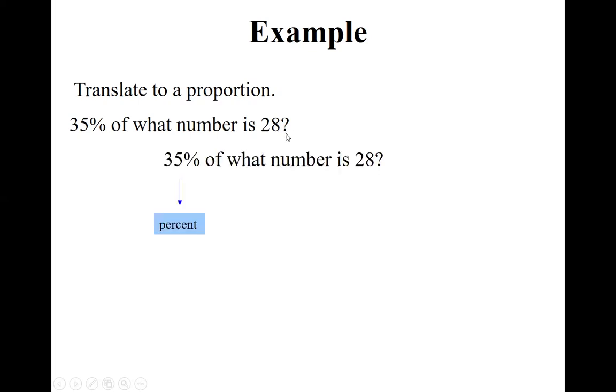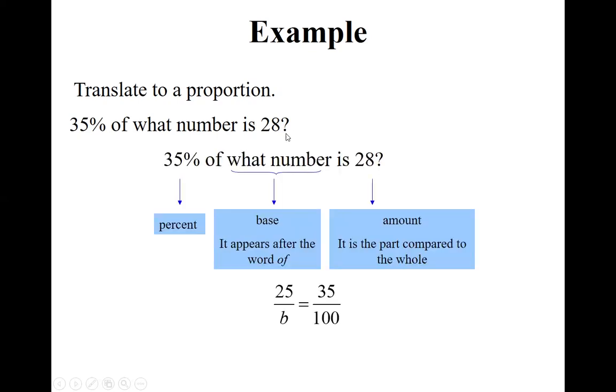So 28 over x. I don't fix all of the mistakes, but I'll fix that one. 28 over our unknown, 28 over our b is equal to 35 over 100. And we would know how we would go on to solve from there. We cross multiply, find the unknown value in the proportion. But amount over base equals percent over 100.